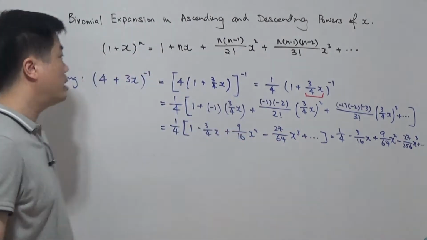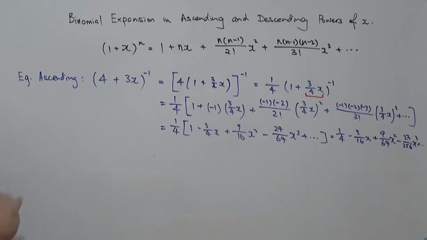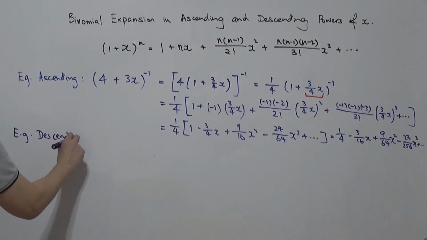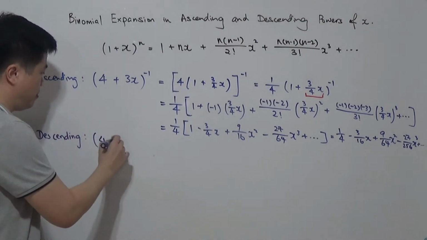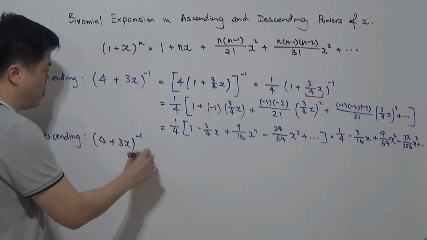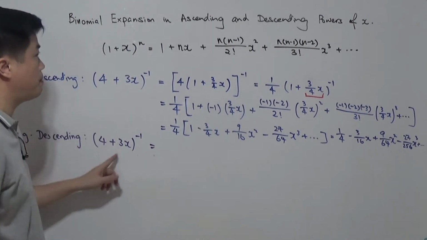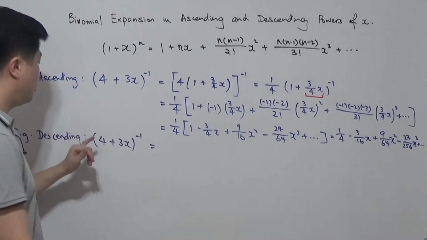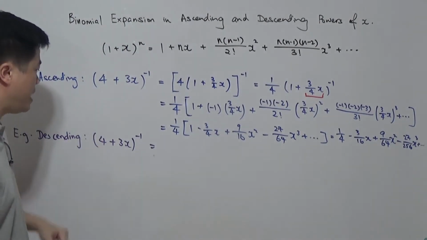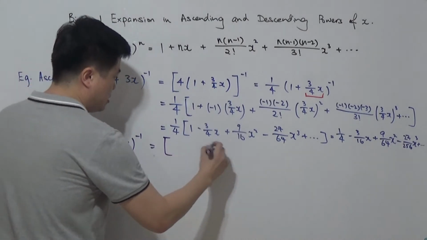All right? Okay? Now, sometimes they might actually ask you to expand this in descending powers of x. So when you do that, you would have to follow what I'm going to show you right here. Okay, so in descending power of x, we are going to do it slightly differently. All right. Now again, let's say we have the same question, 4 plus 3x to the power of minus 1. And this time round, they want us to expand in descending powers of x up to and including x cubed.